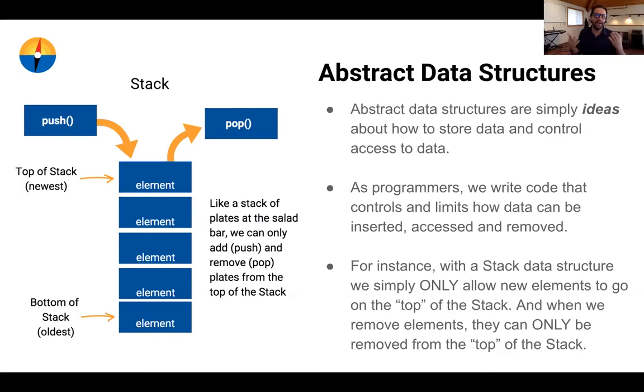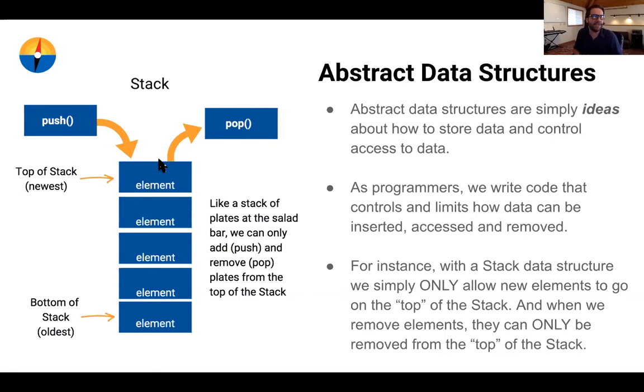It's an idea about how we allow people to access data, right? So for a stack, the only place somebody can add a new piece of information to our underlying int array is right after the most recent element, wherever that is. And the only piece of data that they can get out of our stack, one at a time, is always the newest piece of information in the list, right? So whichever one was added last.